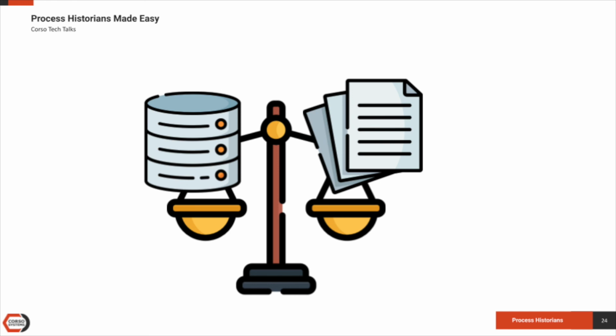We think a good route to go is usually to start with whatever historian tools are built into your SCADA platform and assess your needs as your system grows and you begin to rely on your data more and more.